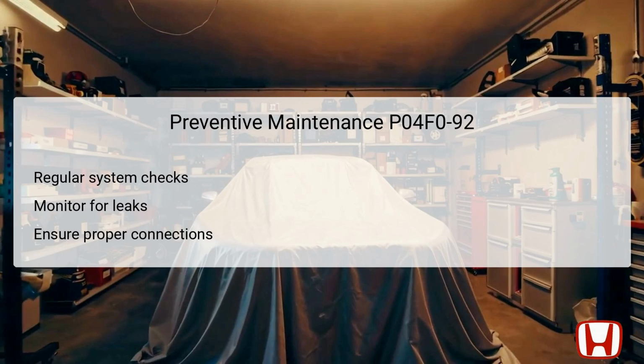Another critical aspect of maintenance is monitoring for leaks. Any signs of vapor escape or damage to connections can alert technicians to problems before they result in DTCs. Ensuring all connections are secured and intact is paramount for maintaining system integrity. A proactive approach not only prevents further occurrence of such trouble codes, but also aids in enhancing overall vehicle performance and compliance with emission norms.